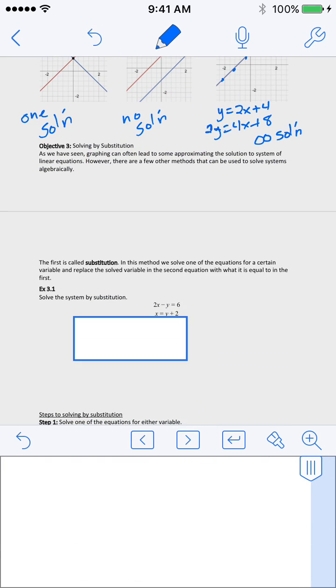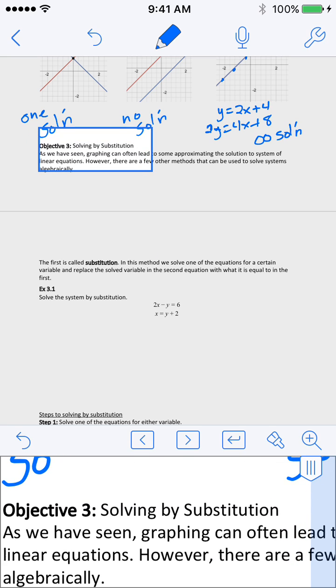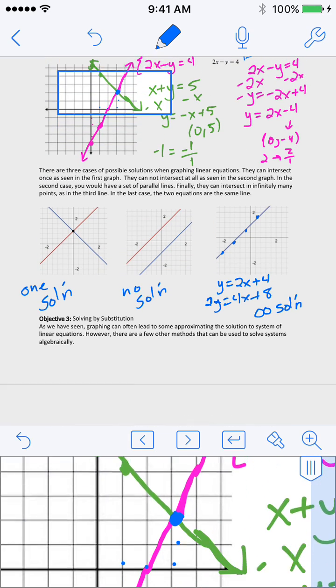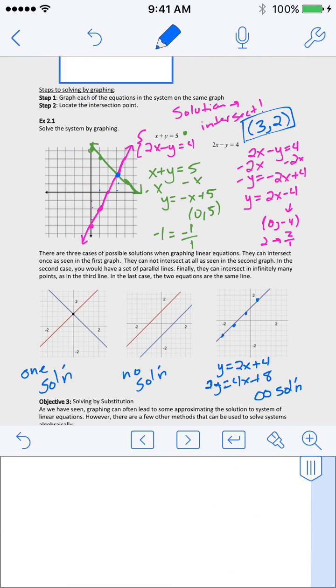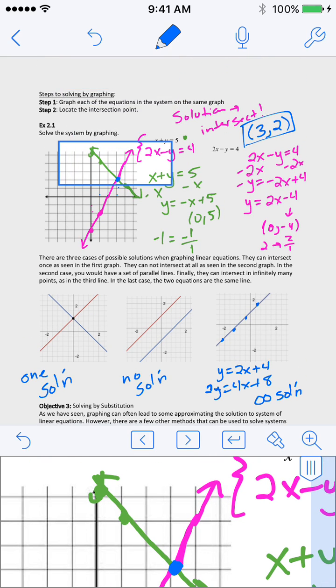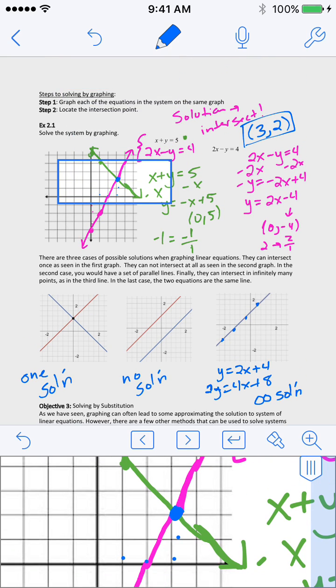Alright, it's solving by substitution. Now, there are two more methods to solving these guys, and they are algebraic methods instead of graphical methods. Instead of geometric, where you actually have to plot it out and see what they have in common, which is never a bad method, but it's not the most efficient, right? It's really time-consuming and not very accurate, right?